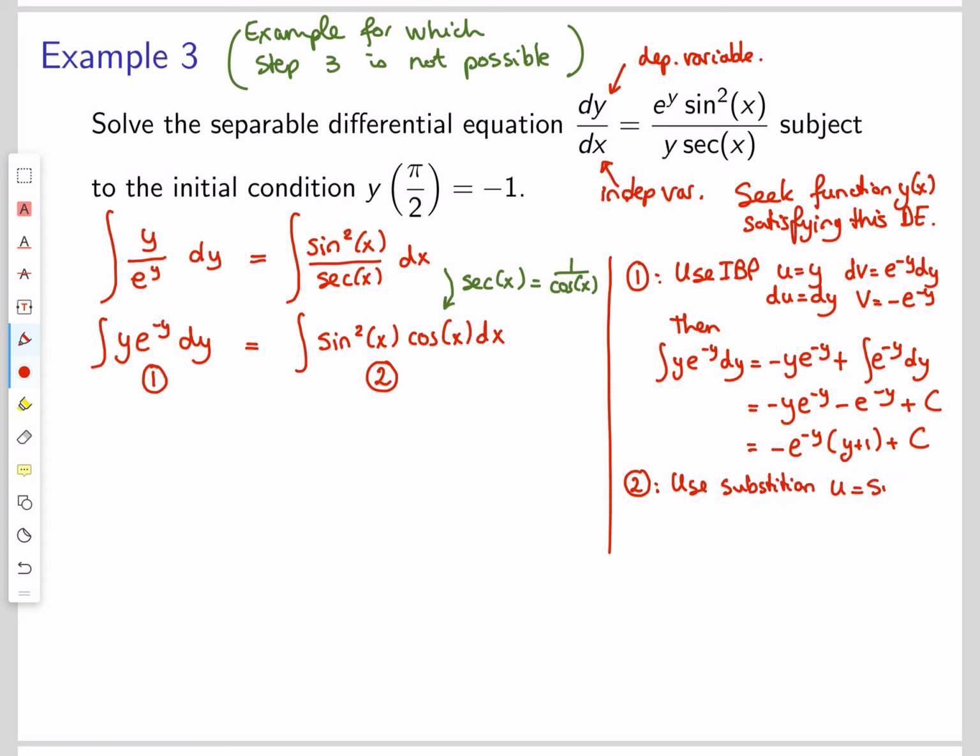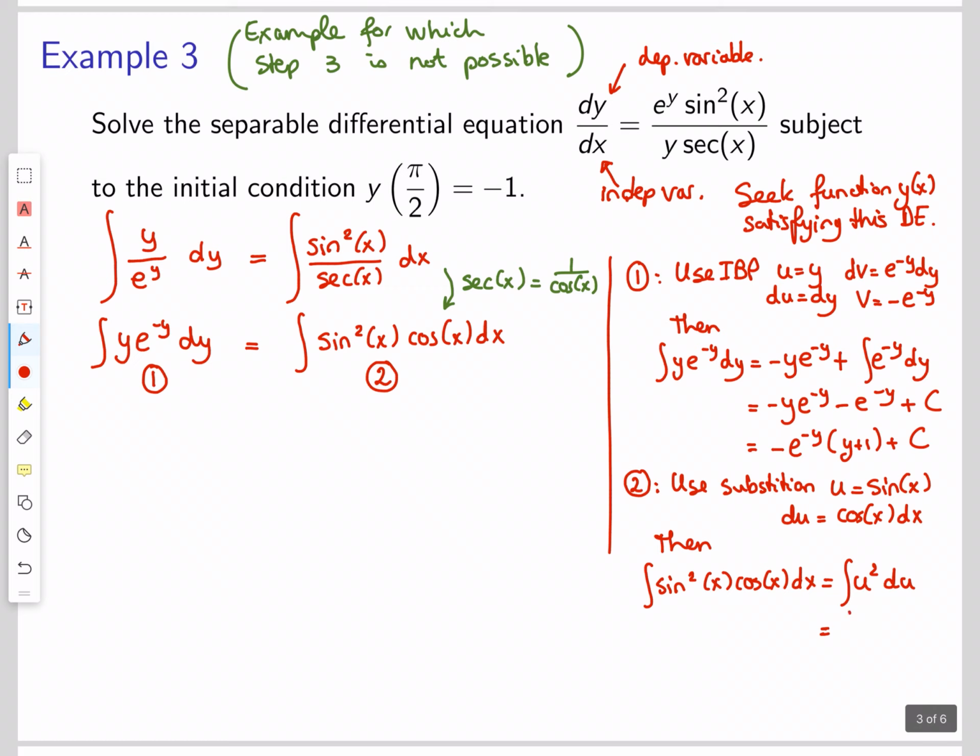U is equal to the sine of x, and that's because the derivative of the sine of x is the cosine of x, and that's sitting right there. So du is the cosine of x dx. Then that integral of sine squared of x cosine of x dx becomes the integral of u squared from the sine squared, and the cosine of x dx becomes du. Oh, that's a nice integral to do.